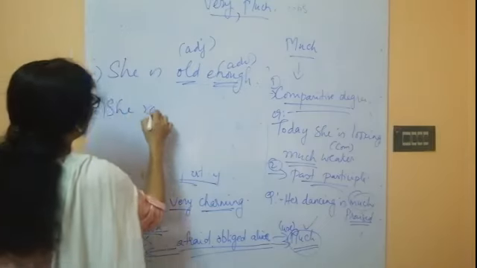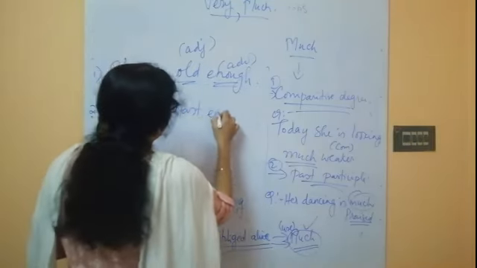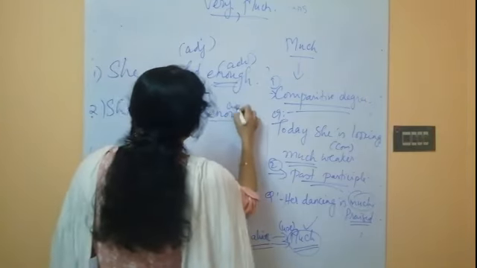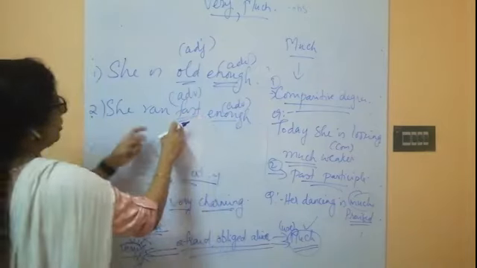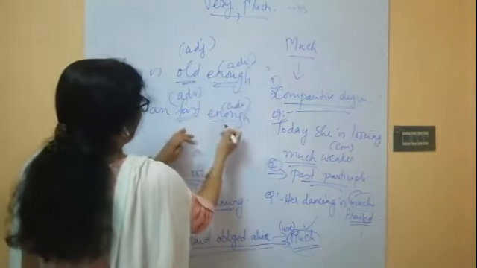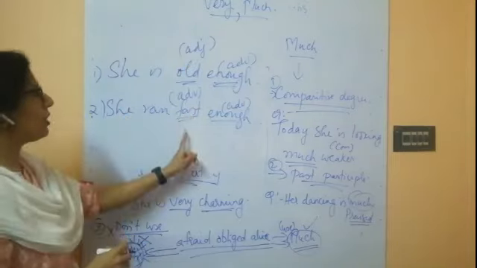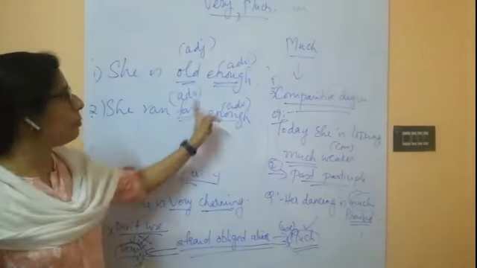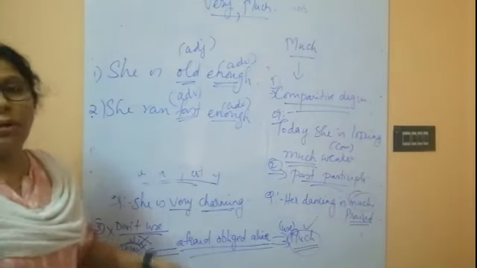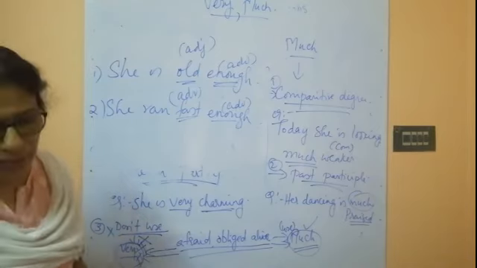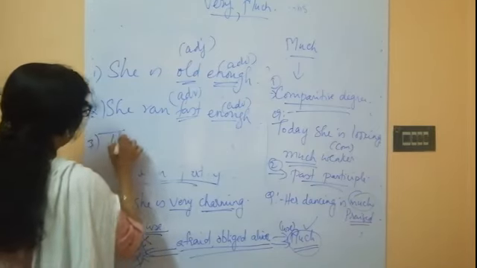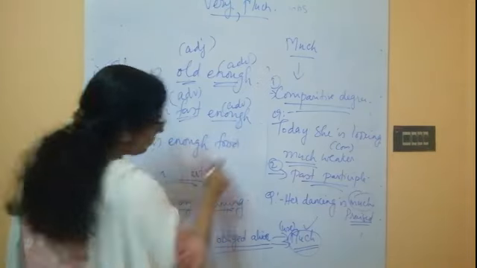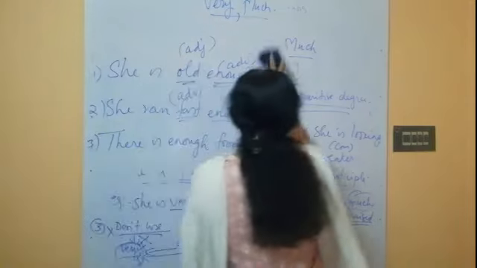This is the first one. She ran fast enough. So this one is an adverb, and this one is the adverb enough that qualifies this adverb. So here it is an adjective, and here it is an adverb. So after the adjective or after the adverb, enough will be placed. But if it is a noun, it will be placed before that. Okay, so there is a third one. There is enough food. So this is very important.